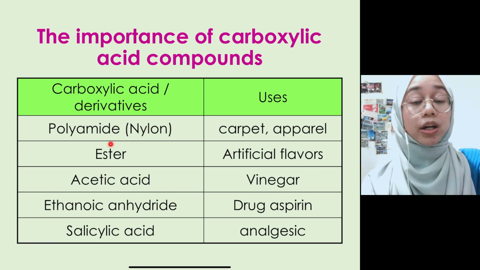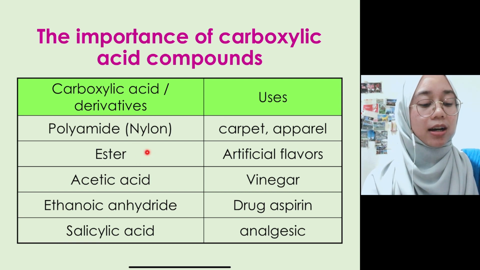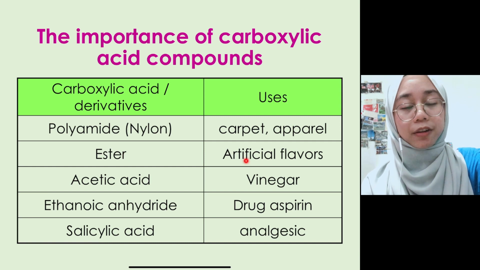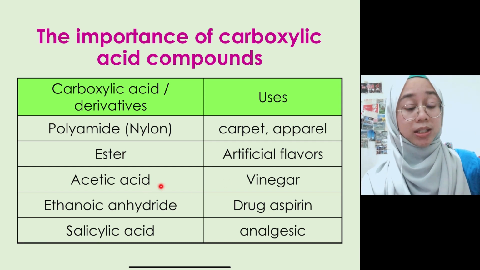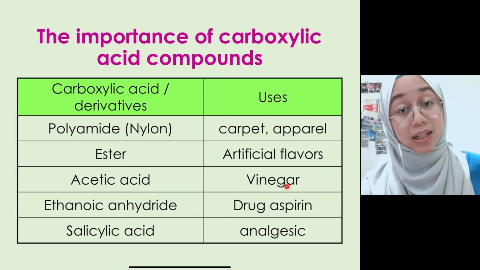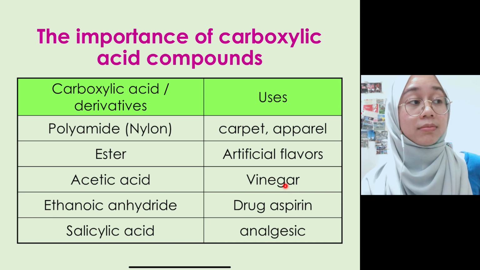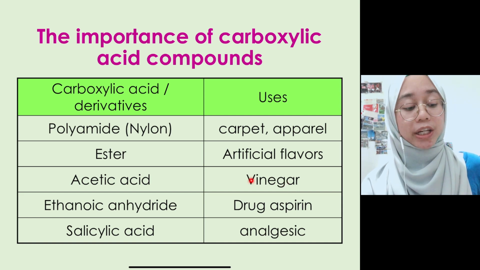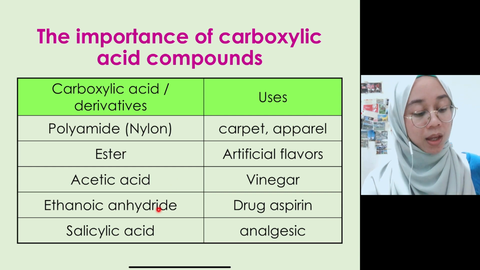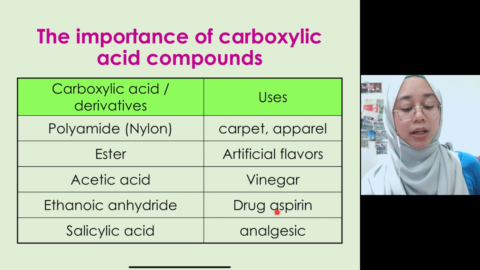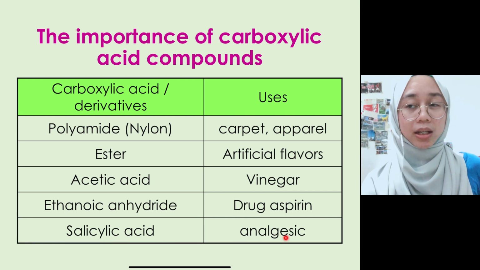We also have ester. From carboxylic acid we can get ester. Ester is used to make artificial flavors. And then we also have acetic acid. So what is acetic acid? It is actually vinegar, the food vinegar that is used. Usually we use acetic acid. And then we also have ethanoic anhydride, which is used for the drug aspirin, and we also have salicylic acid analgesic.